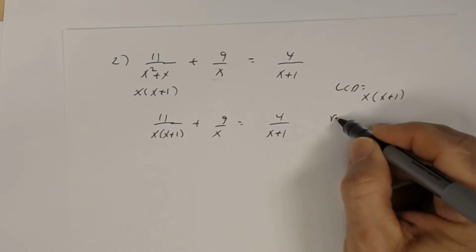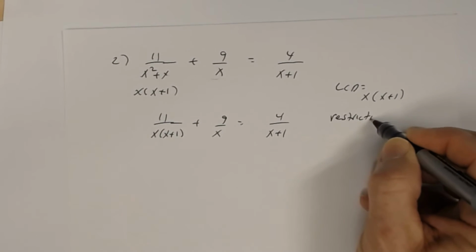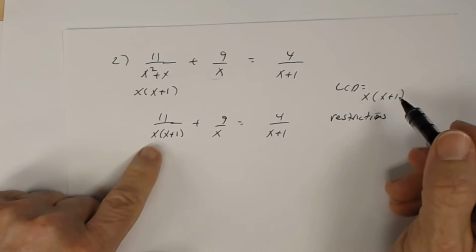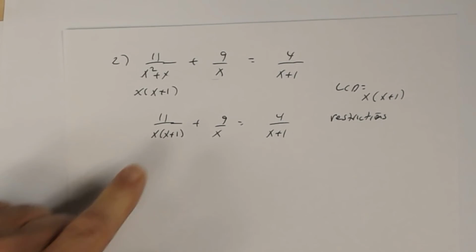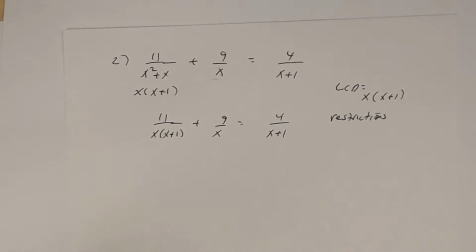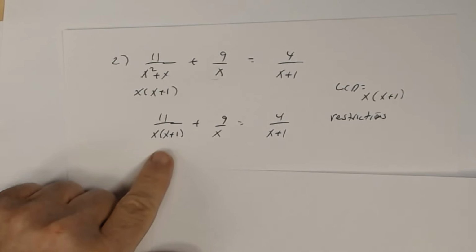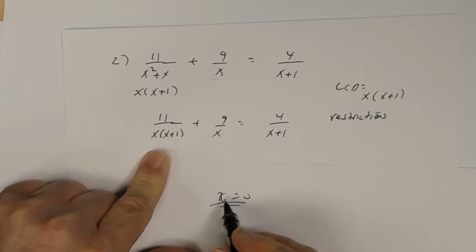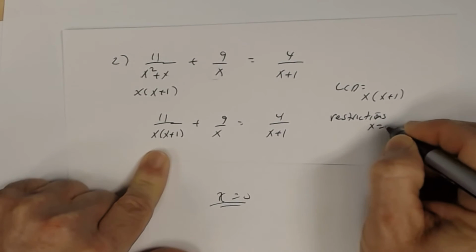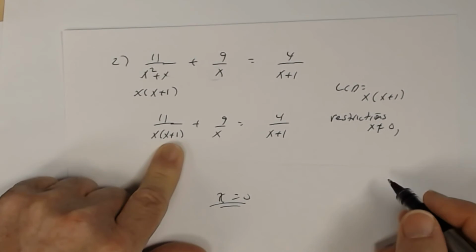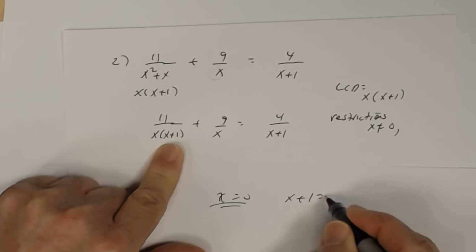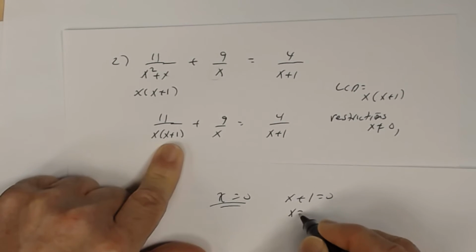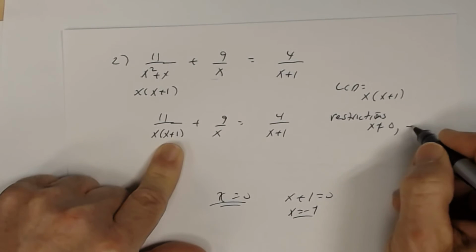Now the next thing you've got to do is find the restrictions. So your restrictions. If you look at all your factors, remember it's your factors you're looking at. So if you look at your factors, my first factor is x. I set that equal to 0, and I solve for x. It's already solved for x. So your restriction, x cannot equal 0. The next one, x plus 1. Set that equal to 0. Where's x plus 1 equal to 0? Well, when x is negative 1. So there's your other one.